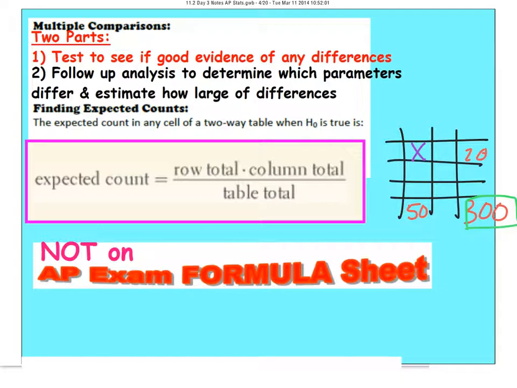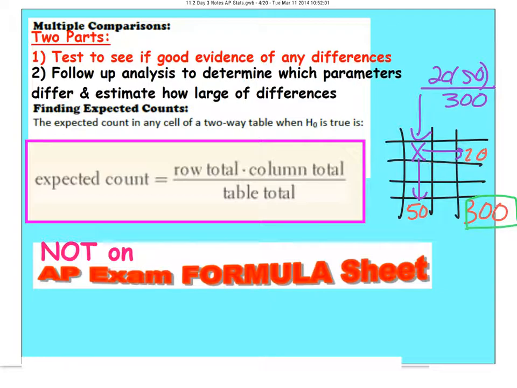So what you would do to find the expected count for this particular cell is look at the row total, which is 20, the column total, which is 50. So you do 20 times 50, and then you're going to take that and divide it by the total of the table, which is 300. That will give you the expected counts for that particular cell.